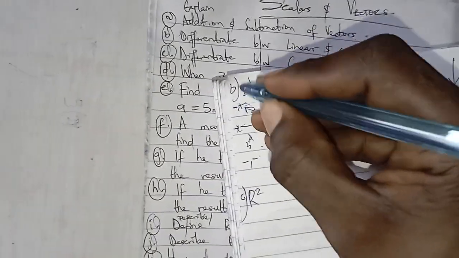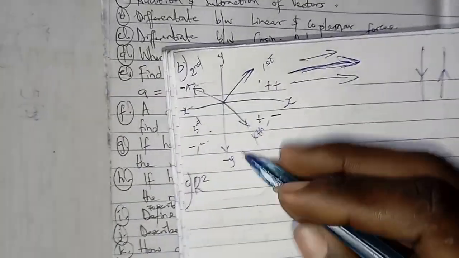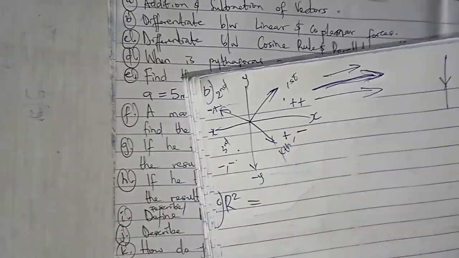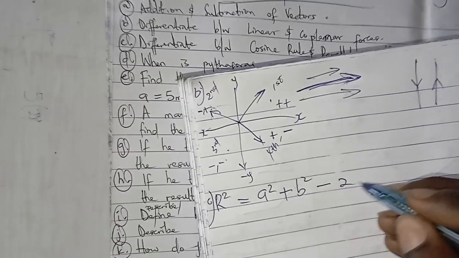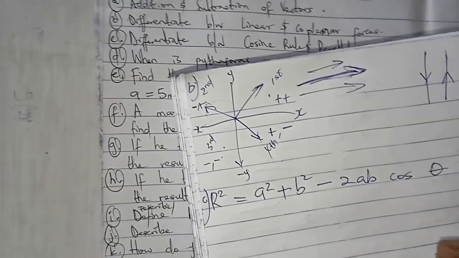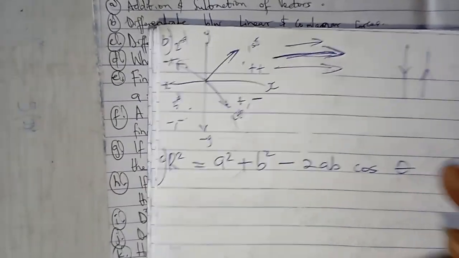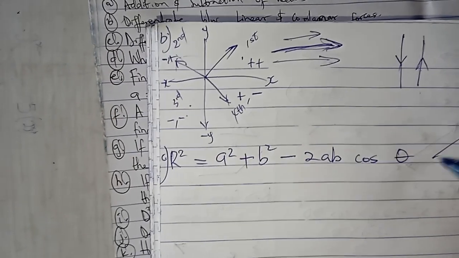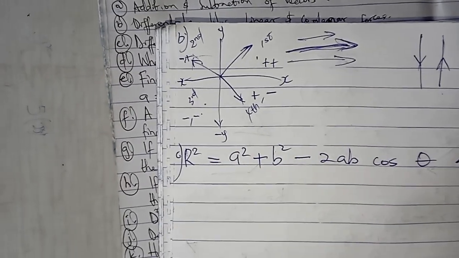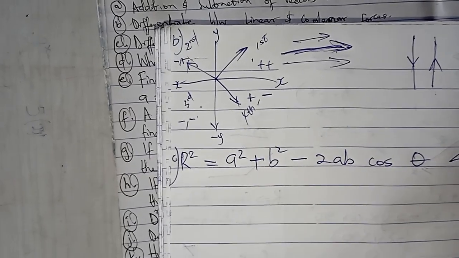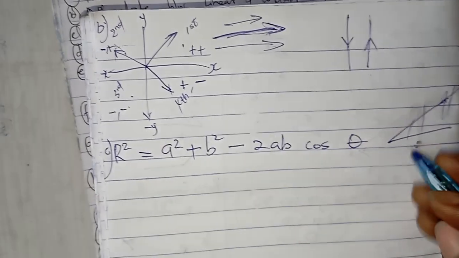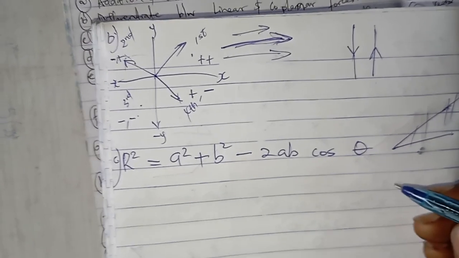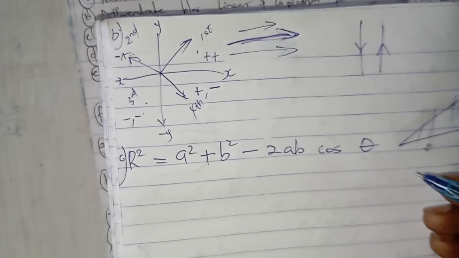This is B. Differentiate between cosine rule and parallelogram rule. Cosine rule: R square equals a square plus b square minus 2ab cos theta. And remember, the theta I'm using should always be, as I told you, the angle to use when you use the cosine rule and parallelogram rule, whether the angle is less than or greater than 90.